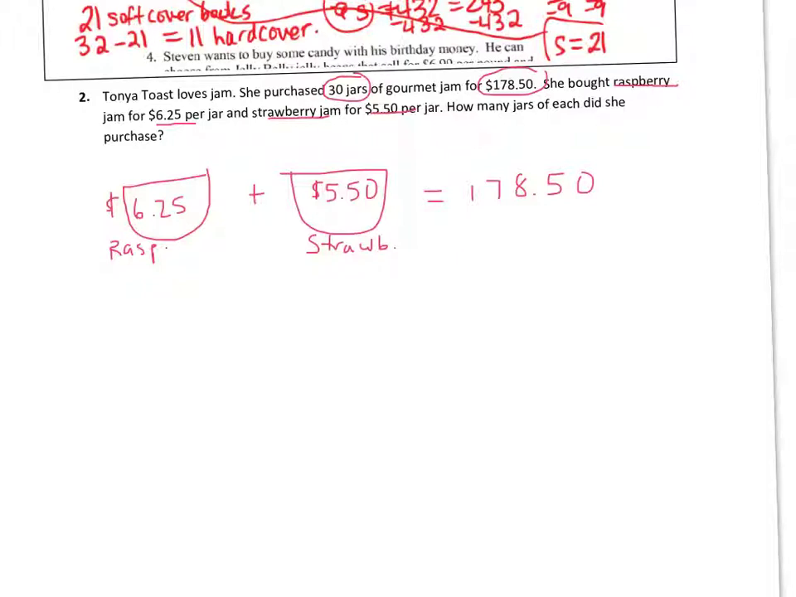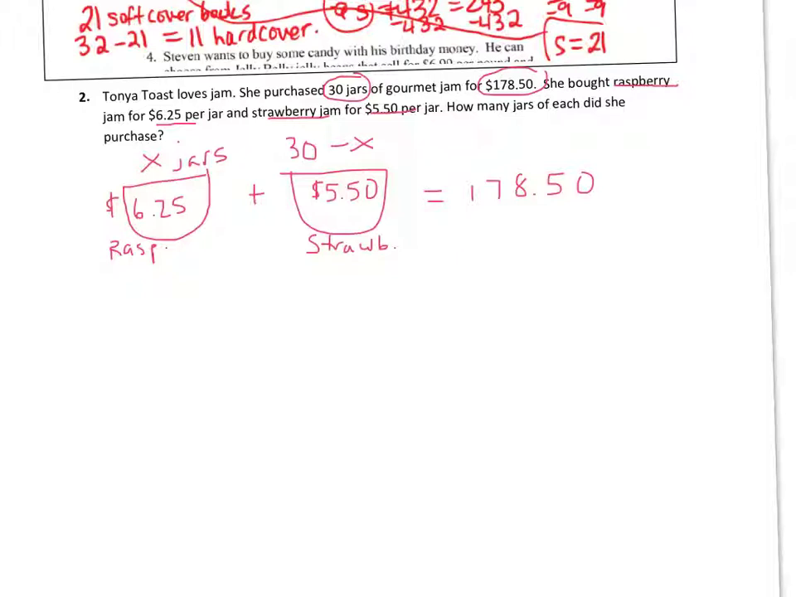It doesn't indicate how many of each she bought, so I'm going to let X represent the jars of raspberry jam. And since I know the total jars that she's purchasing is 30, for the strawberry jam, I can take the total jars and subtract the variable X to represent the amount of strawberry jam jars that she purchased.